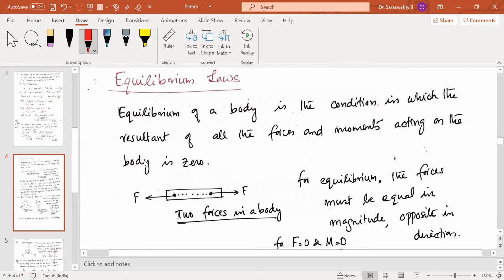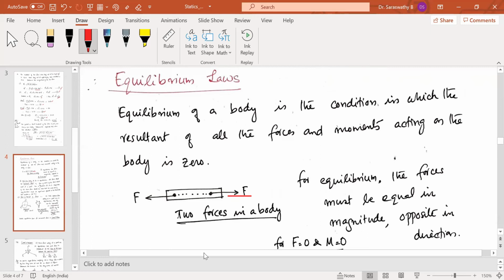For the equilibrium condition, suppose a body is subjected to only two forces. Suppose this body is subjected to a force F in this direction. If it is subject to a force F in this direction, that body will move, isn't it? But if it has to be in equilibrium, it should not move. So there should be an equal and opposite force in the opposite direction.